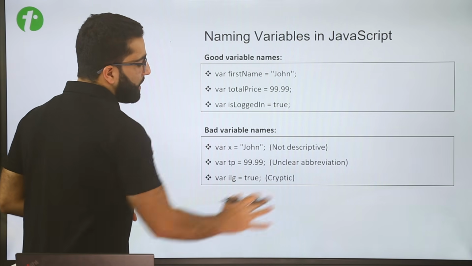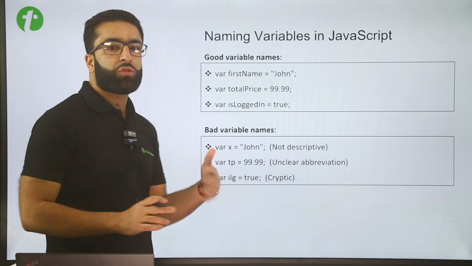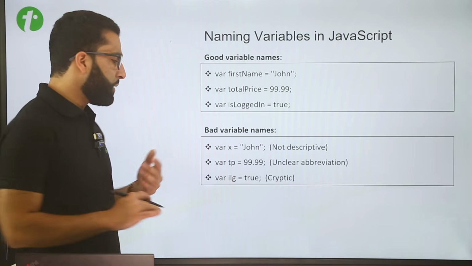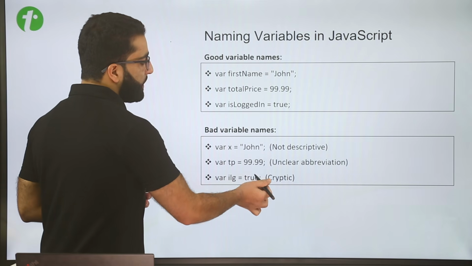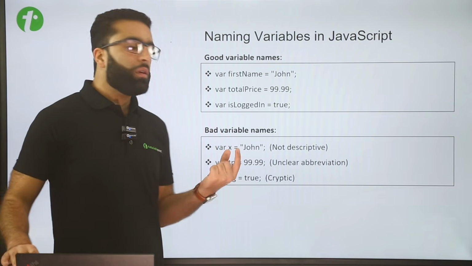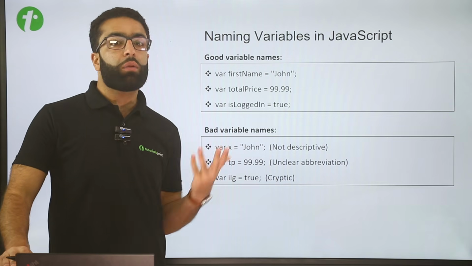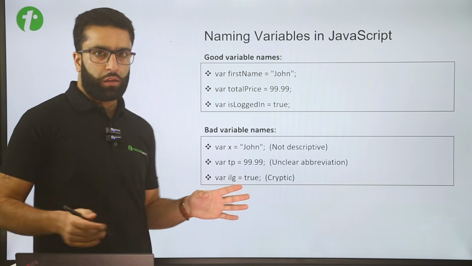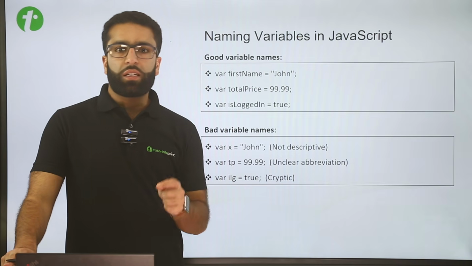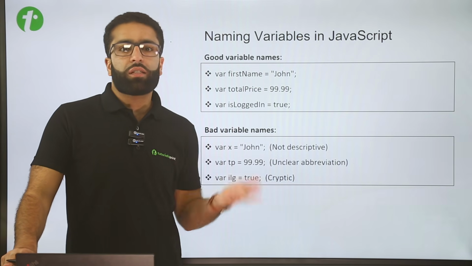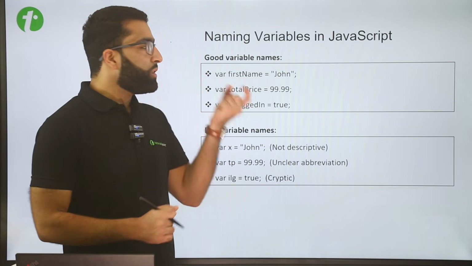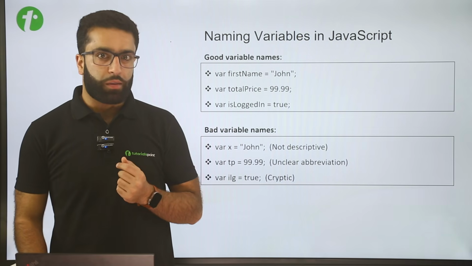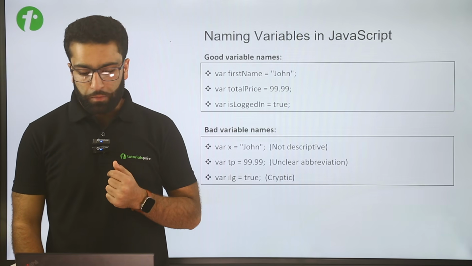Now, these are the bad variable names. For example, var x equal to John. It's not descriptive. It should be maybe firstName equal to John, or at least name equal to John. Then var tp is equal to 99.99. What does this mean? Maybe we can say var percentage is equal to this. That would be more descriptive. And then again, var ilg is equal to true. What does this mean? Instead, we can use something like isPresent is equal to true. That indicates that someone is present or absent. This is how you should create variable names. They should be descriptive.